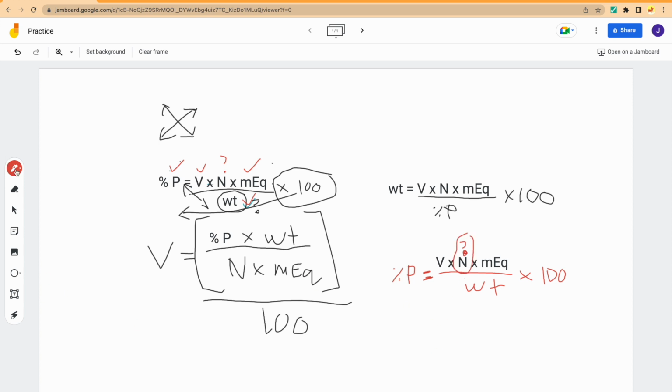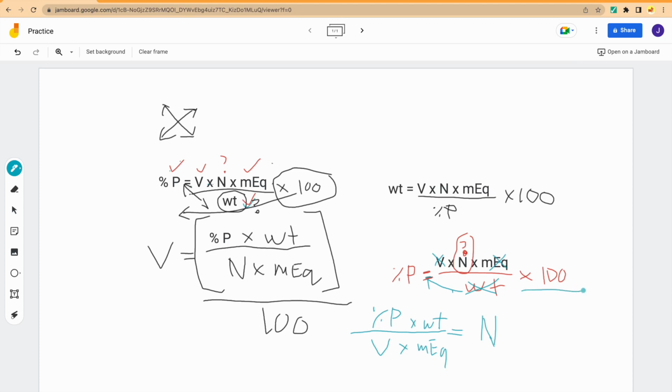So you can do the crisscross method. So your normality should be the one left here. You don't want this, you don't want this, and you don't want this. So you get the idea. Normality, the guy stays here. The percent purity is already on the other side, so no problemo. The weight goes up. So this becomes times weight. And you have to keep the bar here. And then these guys, you don't want them. They will cross the equal sign. So from numerator, they become denominator. So volume goes here times your MEQ.